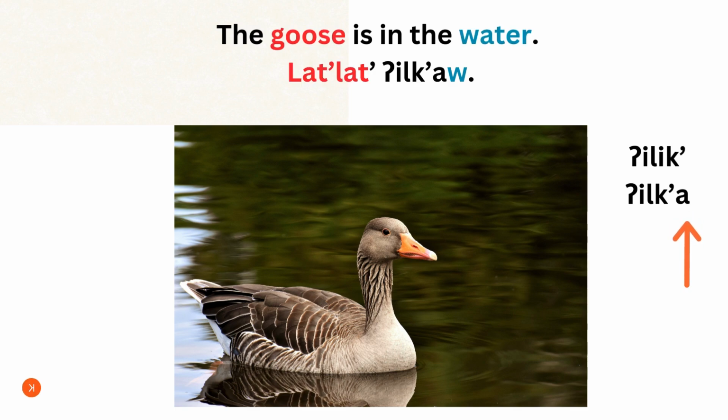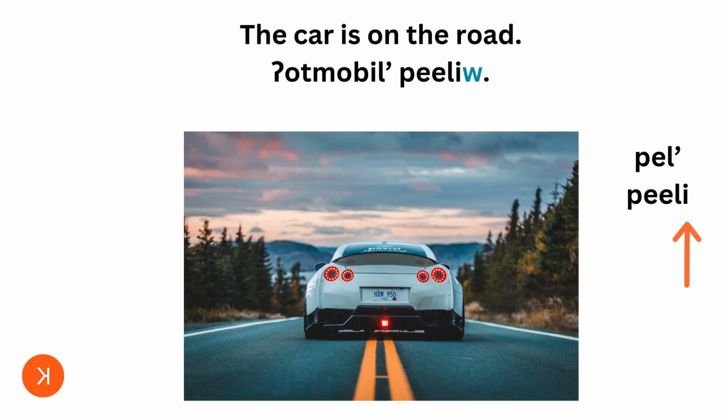Notice that the word goose is the subject in the sentence. So we have that shorter form of the word. So the goose is lut, and then we just have the locative. So in the water. There's no object in the sentence. The goose is in the water, lut ilkau. And we use the red to show that it's a subject, and then the blue to show that it's a locative.